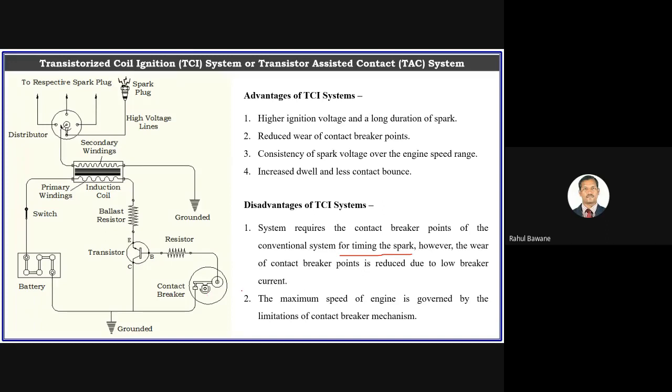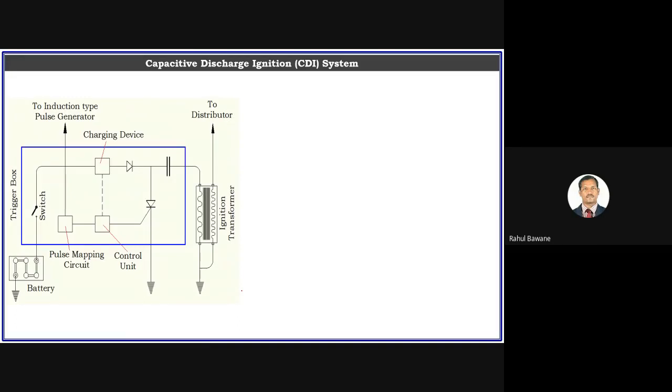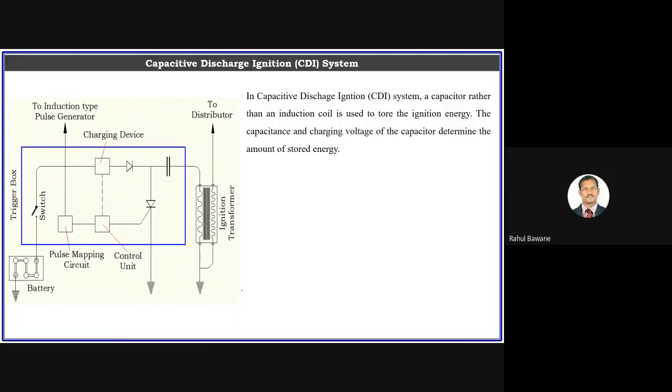It is not possible. Now the last part, that is the second type of electrical ignition system, the electronic ignition system, is the capacitive discharge ignition. In short, it is called the CDI system. So this is a basic schematic. In this schematic, we observe that there is an ignition transformer. It is just like an induction coil. So, the ignition transformer. There is one blue box, a trigger box, where there is a switch, pulse shaping circuit, control unit, charging unit, then battery.